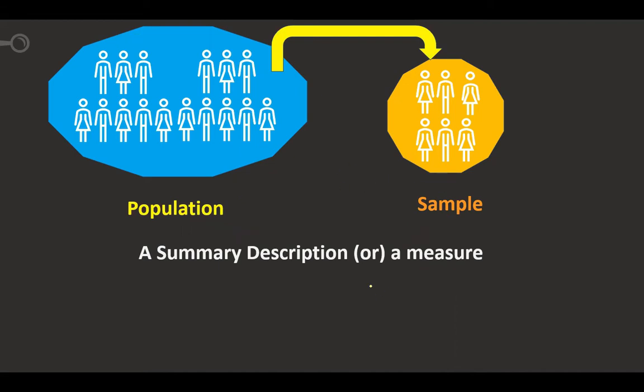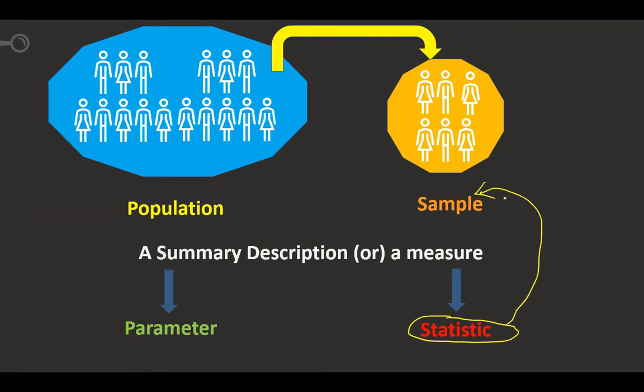Now, this summary description or measure of the population is called the parameter. The summary description or measure of the sample is called the statistic. You have to remember: whenever I say statistic, it is from the sample. Whenever I say parameter, it should be from the population. Parameter does not imply the sample. This is a very, very important thing. If somebody says statistic, then I am dealing with the sample. If somebody says parameter, then I am dealing with the population.